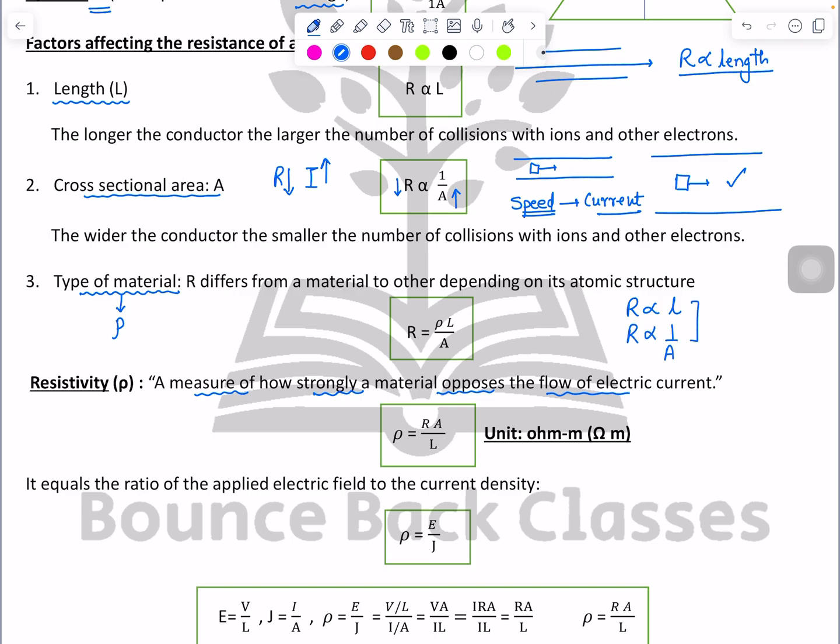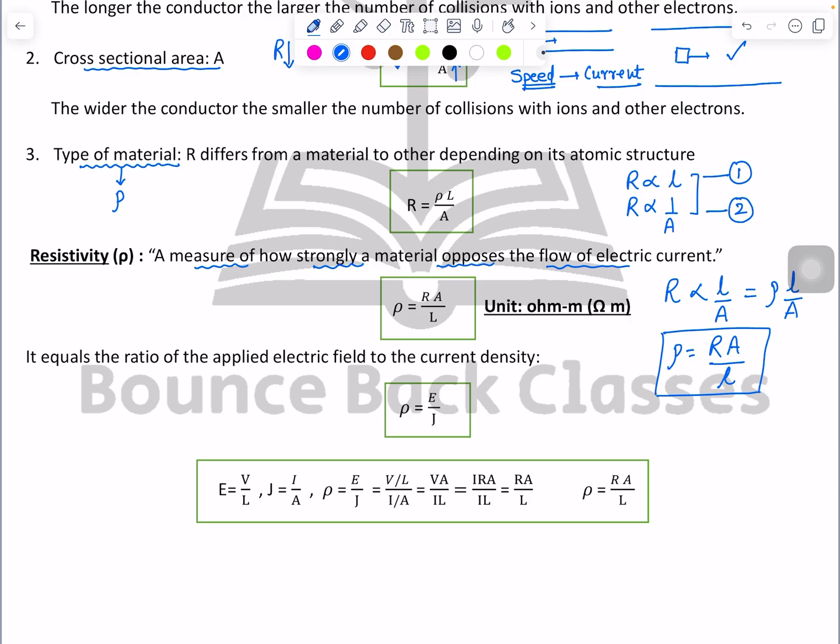once we combine these two factors, let's say equation 1 and equation 2, then we get R proportional to L over A. Once you solve it, R equals rho L over A, where rho is the resistivity. And if we find the value of resistivity, rho equals R A by L. Okay, guys? Clear? So this is your major equation or major formula.